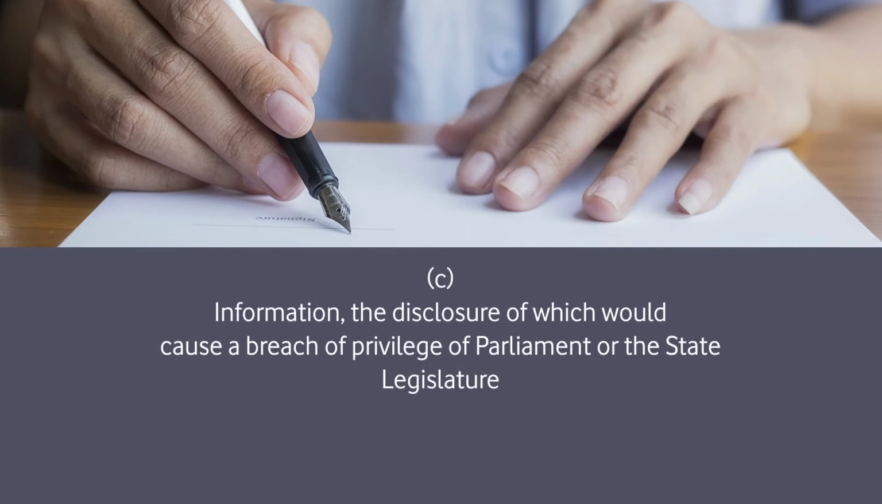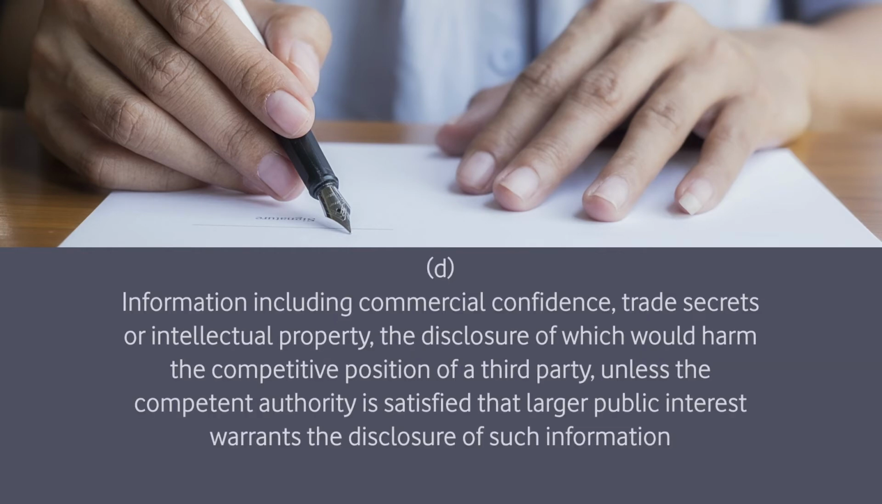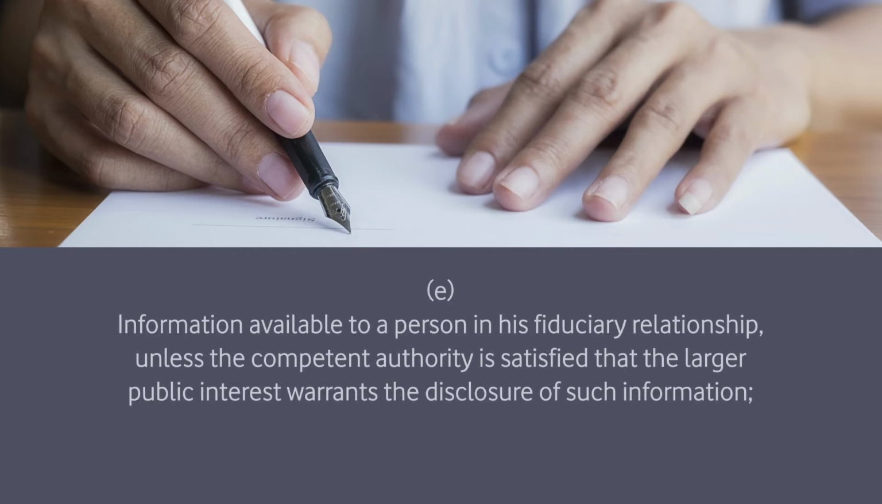Information the disclosure of which would cause a breach of privilege of Parliament or the state legislature; information including commercial confidence, trade secrets or intellectual property, the disclosure of which would harm the competitive position of a third party, unless the competent authority is satisfied that larger public interest warrants the disclosure of such information. A very important point. Information available to a person in his fiduciary relationship, unless the competent authority is satisfied that the larger public interest warrants the disclosure of such information.